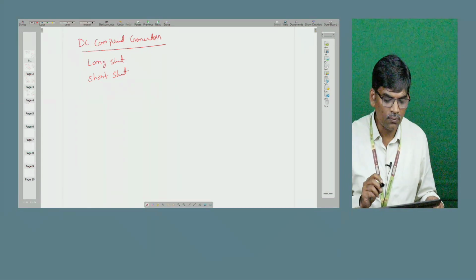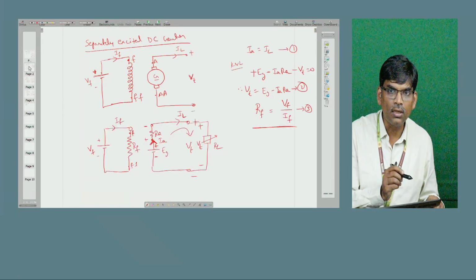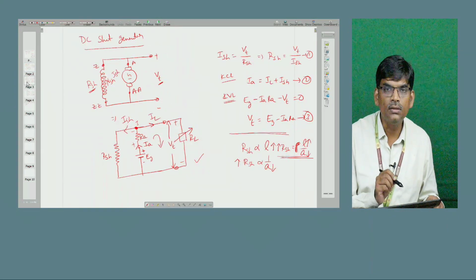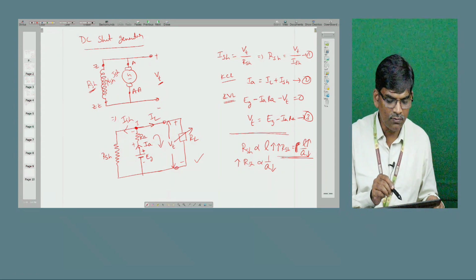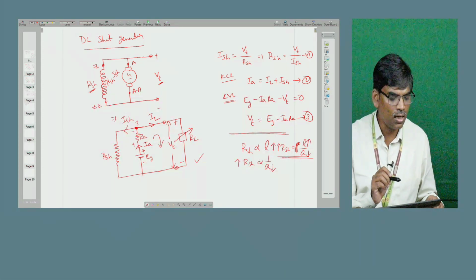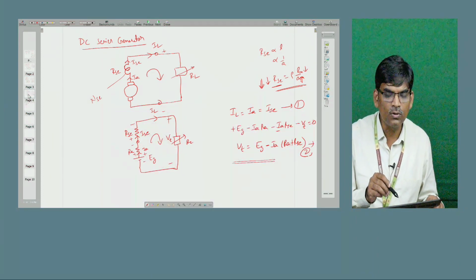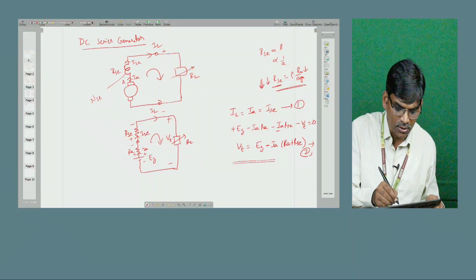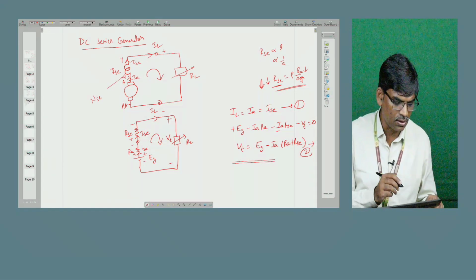in the shunt generator only one winding is available. This is the separately excited DC generator, and this is the shunt generator. In the shunt generator only one field winding is connected in parallel with the armature winding. In the series generator, both the field winding and the armature winding are denoted like this, A and AA, and this is denoted Y and YY. These two are connected in series.